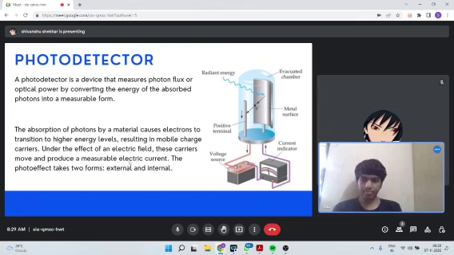In this case, by absorption of photons, electrons are released to higher energy states, and these carriers move to produce a current which is then measured through a current indicator, and there is a voltage source also attached to measure the same.